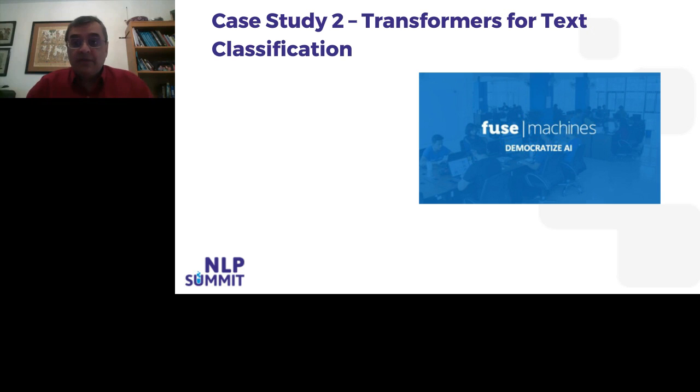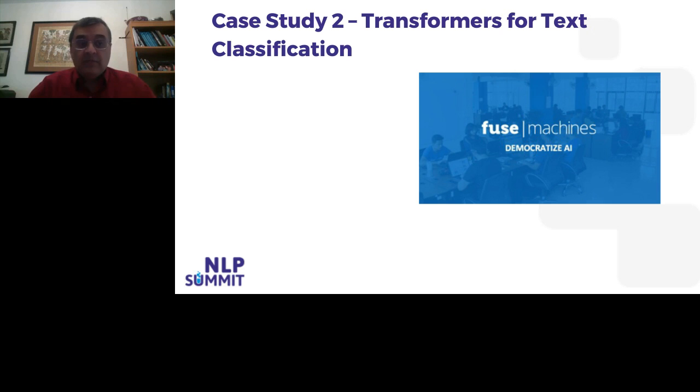So now let's move on to the second case study that I'm going to talk about, transformers for text classification. Specifically, for a document, we need to decide whether or not the document is indicative of leadership capability. I'm going to start by intro to Fuse Machines. Then I'm going to talk about how difficult it is to actually define what leadership is.